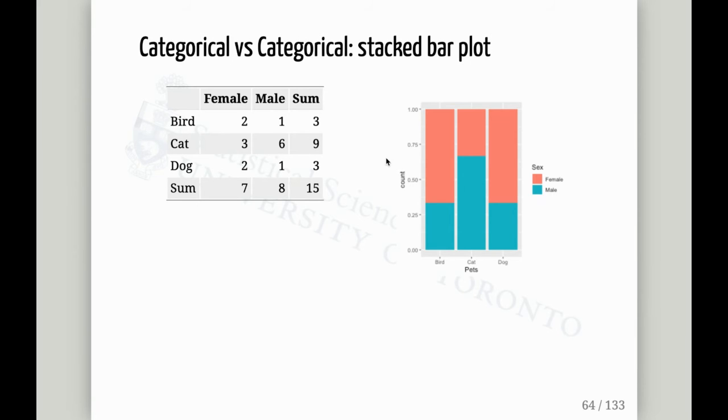If I look at bird, we have a ratio of male versus female. If I look at cat, we also have another ratio. And for dogs, we also have another ratio. Independence would mean that the ratio is the same for each pet type.